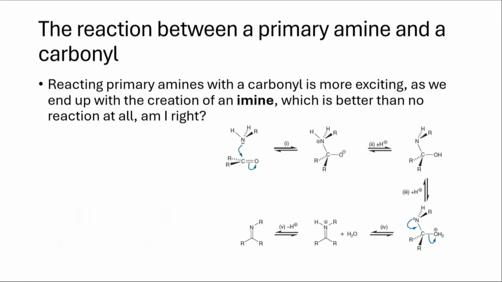Now, if we react a primary amine and a carbonyl, this is where things start to heat up. Because if we react a primary amine and a carbonyl, we get the formation of what is known as an imine, which is, of course, better than no reaction. So that primary amine attacks the pi antibonding LUMO of the carbonyl, and then proton transfer occurs, and if we have extra protons, then that OH group will be protonated, which will result in H2O molecule leaving, and in the end we get the formation of an amine.